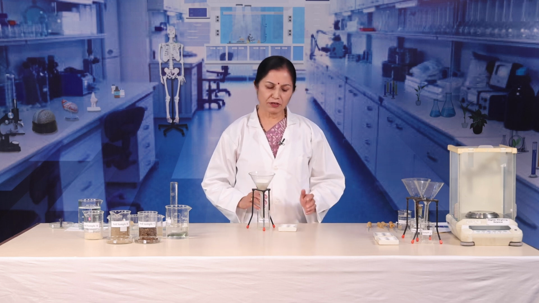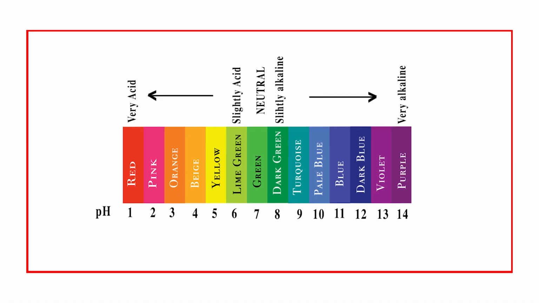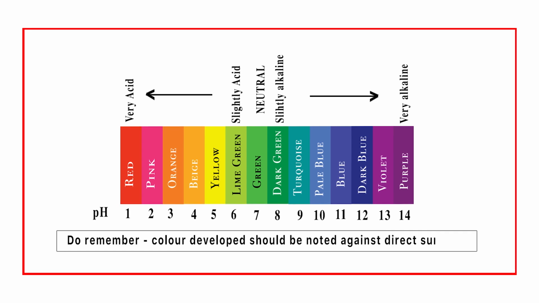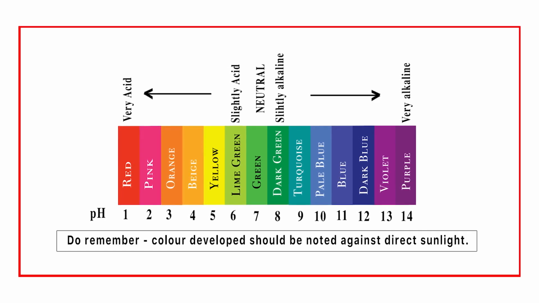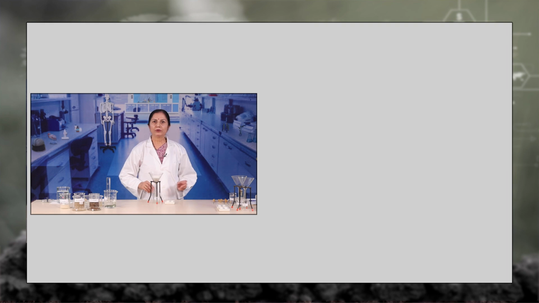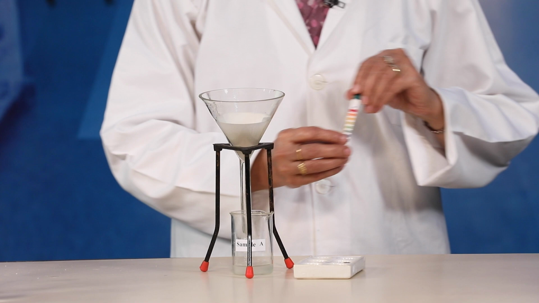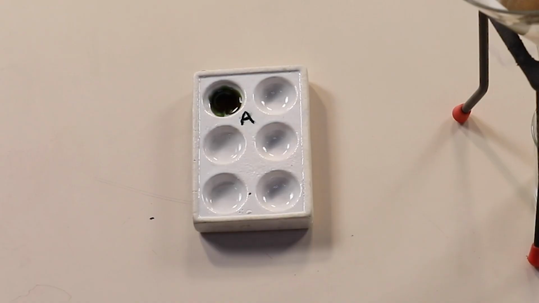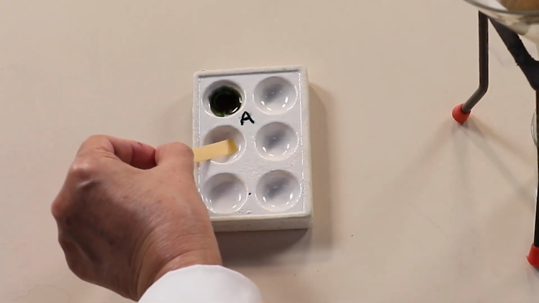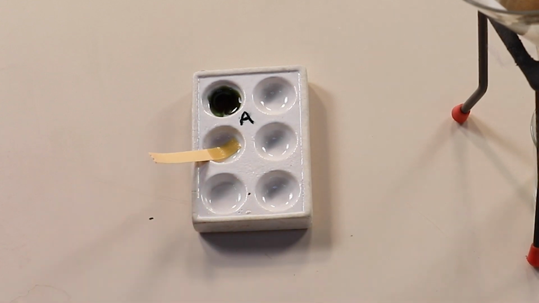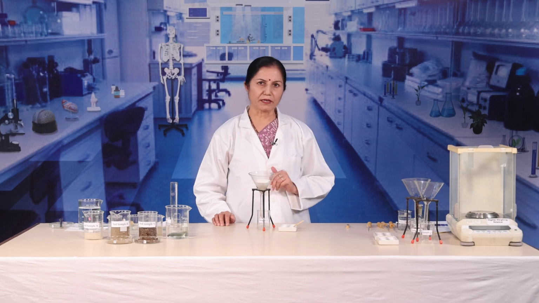Note the color developed and compare this color with the color chart. Do remember that the color developed should be noted against direct light. To the soil solution present in the second cavity, dip a small strip of broad range pH indicator paper with the range of pH 2 to 10.5. Leave it for some time. Note the color and compare the color with the chart given.